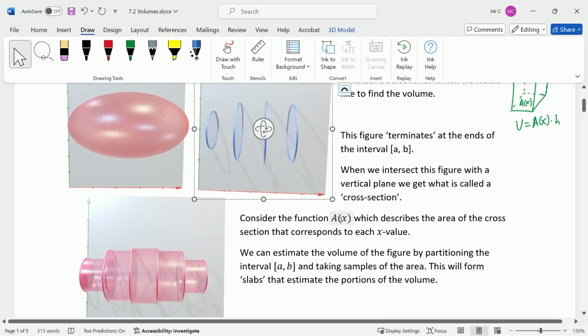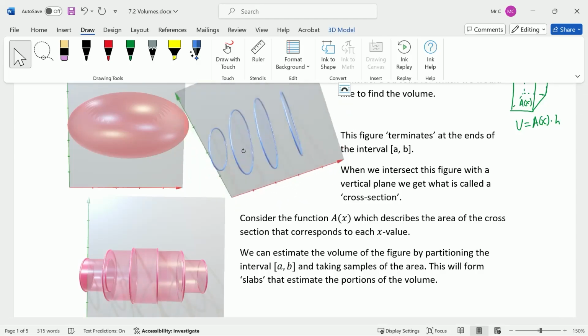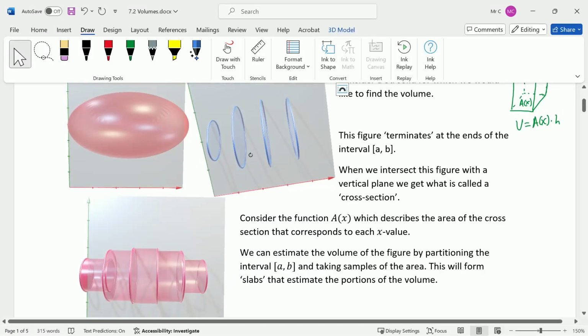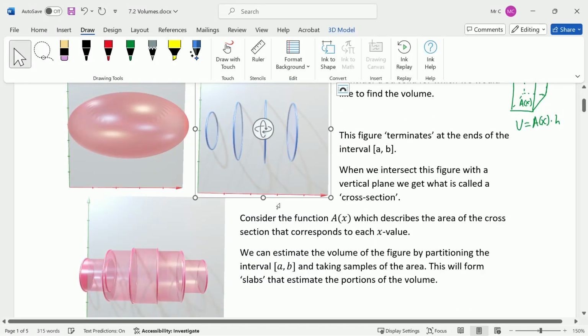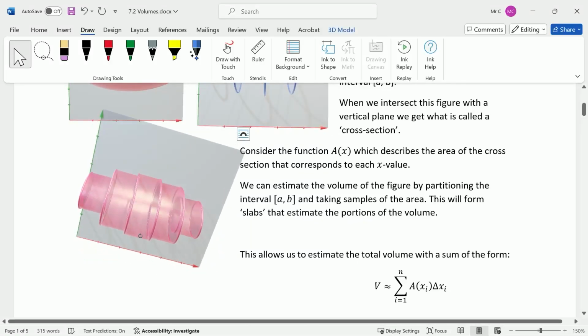And consider the function A of x that describes the area of the cross-section that corresponds to each x value. So we've got a few x values here that correspond to where I drew these cross-sections in relation to the ellipsoid. And the idea is that each of these figures has an area. And so what I'm going to do is estimate the volume of the three-dimensional figure by partitioning the interval from A to B and taking samples of the area. So these are my area samples, and what I do is turn them into slabs that estimate the portions of volume. And that's what we've got in this third figure here.